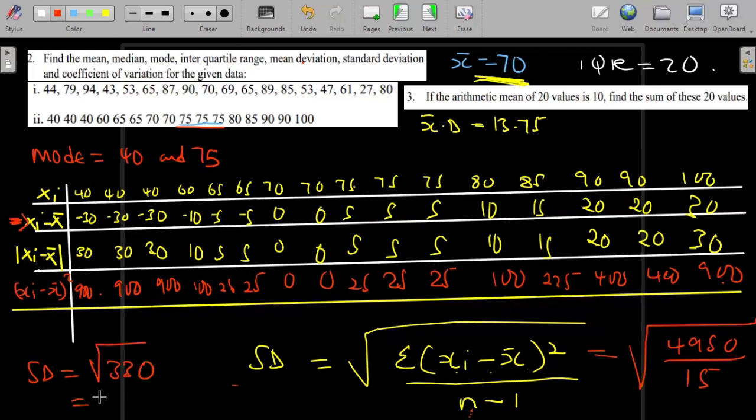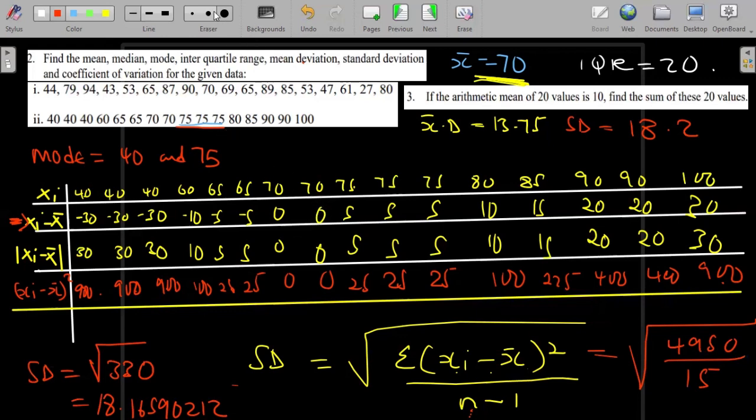So this is going to be equals to the square root of 330, which will just be 18.16590212. So we can round this off to three significant figures. We're going to say our SD is just going to be equals to 18.2. Okay, so that's how we find the standard deviation. If you have any questions, you can ask.